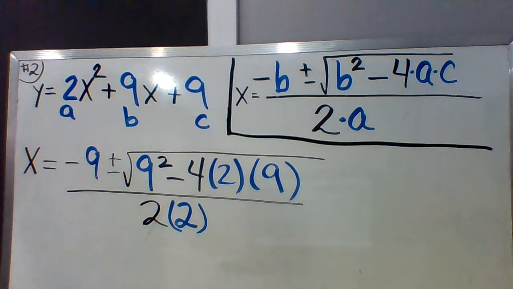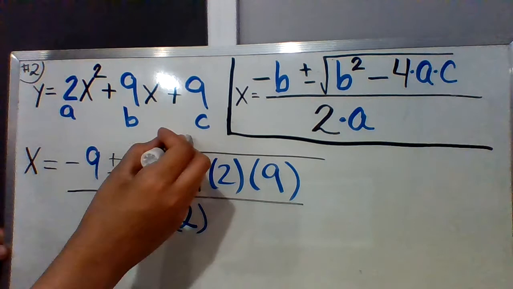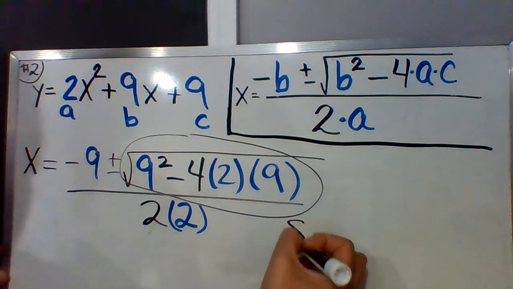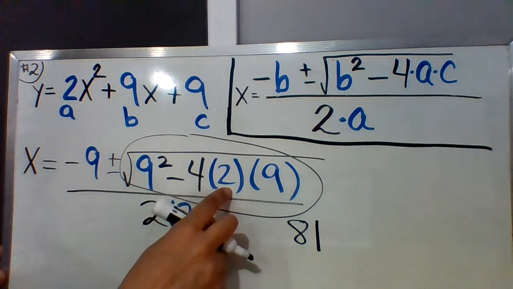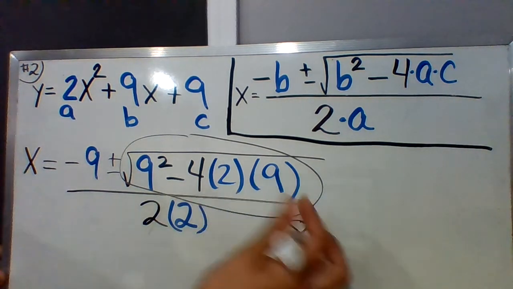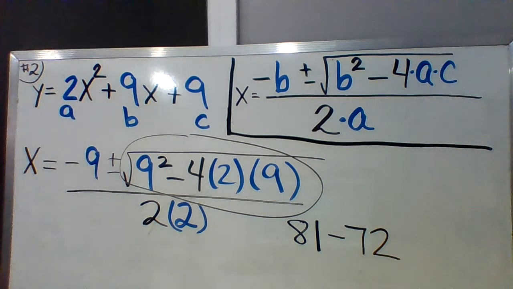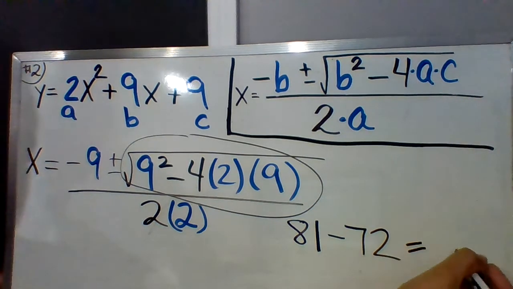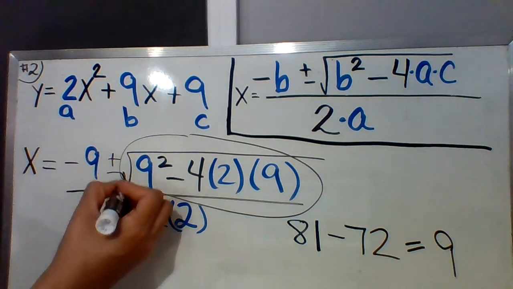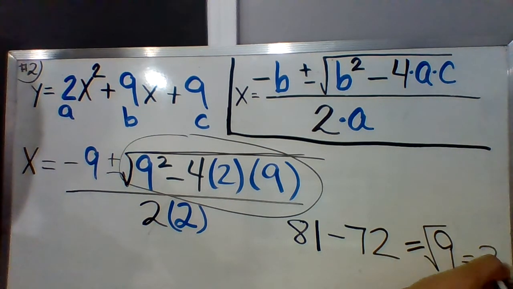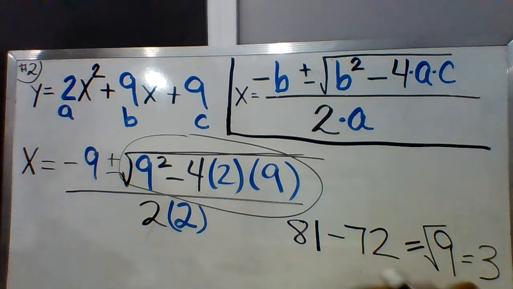Okay, I'm going to work out the square root piece first. We always work out the square root piece first. 9 times 9 is 81. 4 times 2 is 8, and 8 times 9 is 72. So we're going to subtract 72. 81 take away 72 is 9. Don't forget that it was underneath a square root, so we have to square root our answer, and that equals 3. All of this equals 3.